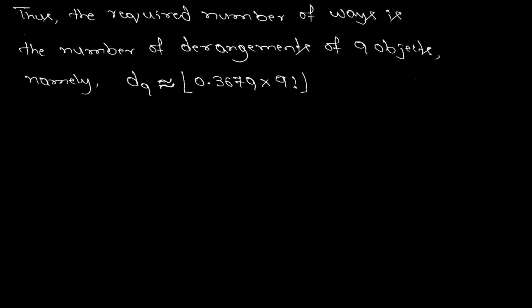The formula is D9 is approximately equal to floor of 0.3679 into 9 factorial. In the place of n, we have 9. So we have substituted n is equal to 9. If you use the calculator and simplify this under the floor brackets, after getting the answer, if you apply the floor function, you will get this answer.